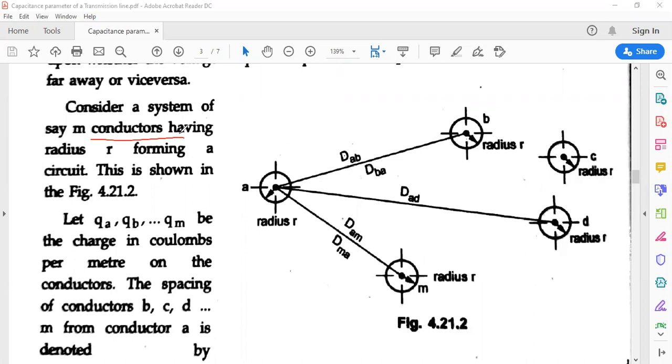Each conductor will have a radius r. All the conductors will have radius r. So if I want to consider it, I'll be saying it as a system of conductors, say m conductors which are being present, each having a radius r, forming this circuit which is shown here. So radius r is present in all the conductors. So this is conductor A, B, C, D, and E, F, G. You can go with any number of conductors. Let me say the number of conductors to be M there.